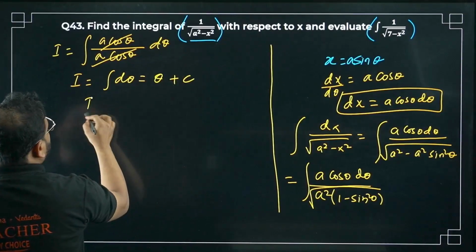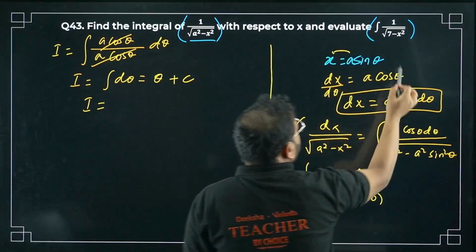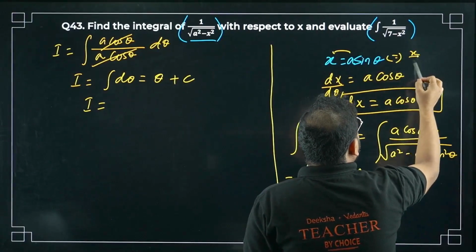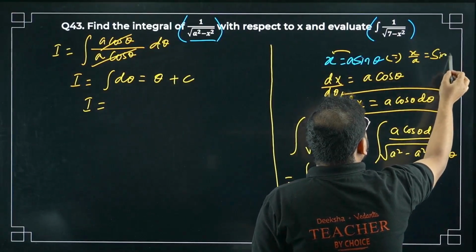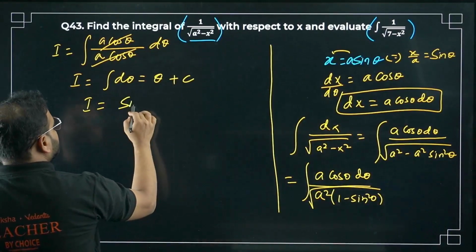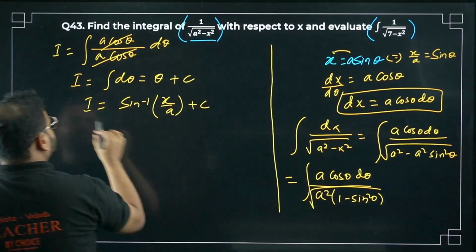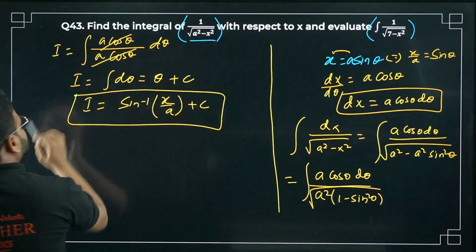So we'll get this value as I equals theta. From here, please check x by a. From here, x by a is nothing but sine theta. So what is the theta value, sir? Sine inverse of x by a. Sine inverse of x by a plus c. This is your final result.